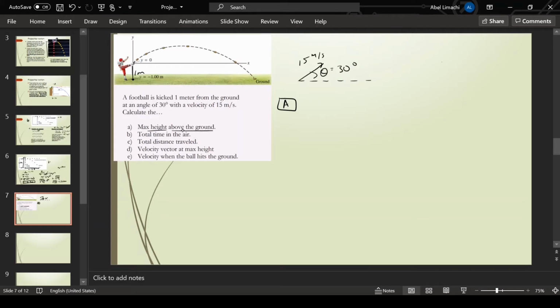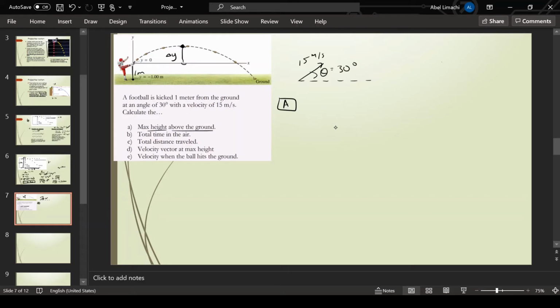Alright, so what direction are we looking at? Well, if we look at the x direction, it wouldn't tell us how far above the ground it is. So we're looking at the y direction. Whenever it's at the peak of its trajectory, we're looking for this value in the y direction. We can call this delta y.